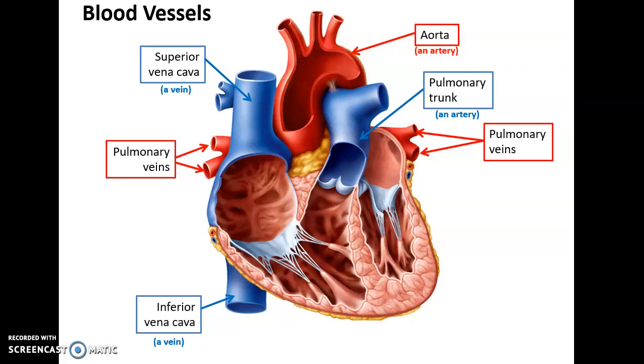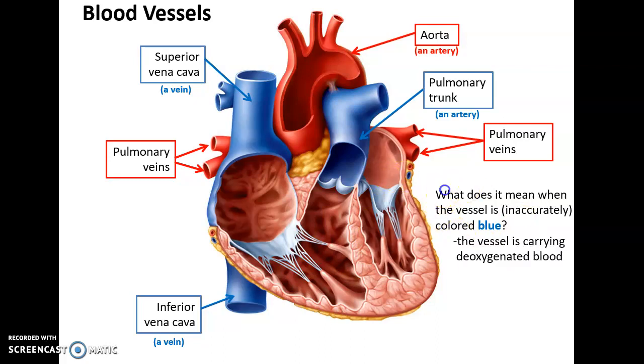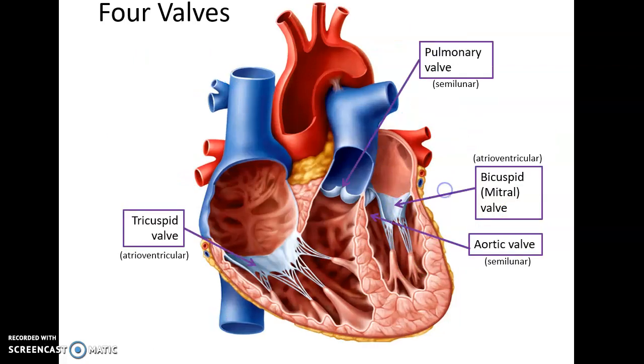Then the oxygenated blood goes to the tissues, becomes deoxygenated, and comes back, surprise, surprise, by the inferior and superior vena cava back into the right atrium. What does it mean when the vessel is blue? It turns out that means the blood is deoxygenated. The color blue for vessels means it's deoxygenated. Color red means it's oxygenated. That means you can be an artery or a vein and be either color.